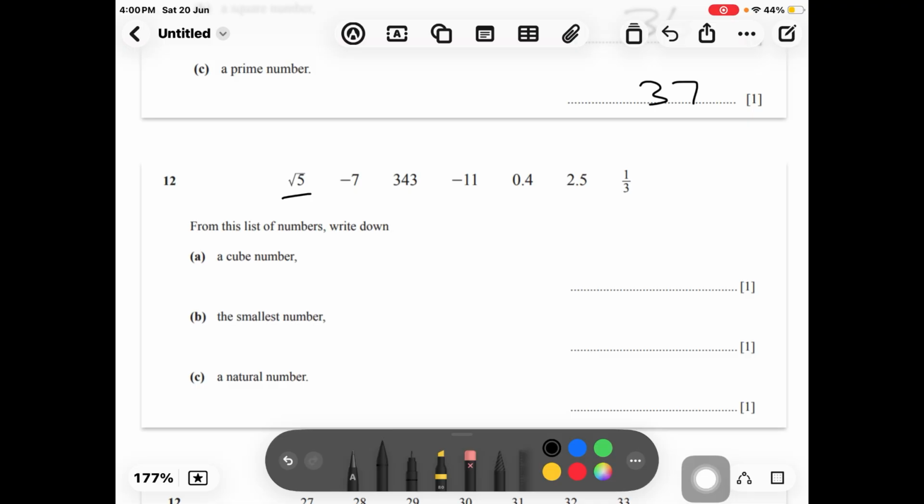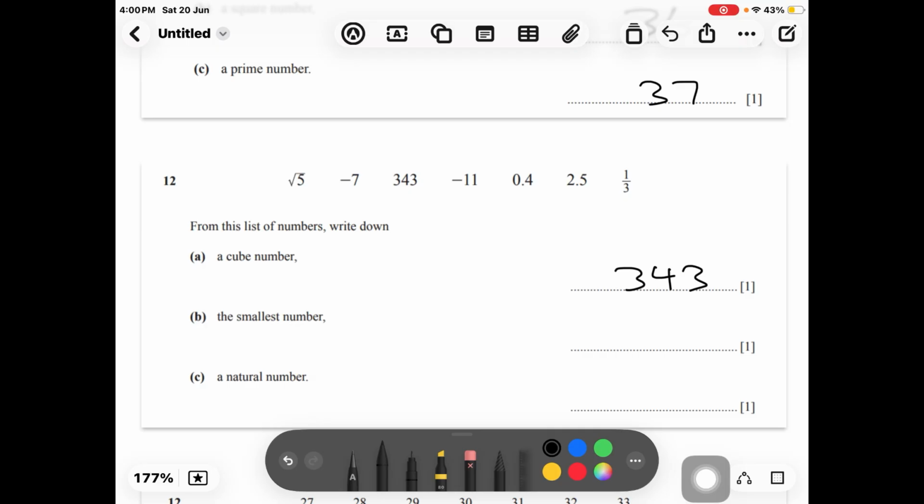So root 5, it's a root, so it's not a cube number. It's not a prime number either because it has a root. So it's an irrational number. Negative 7. Negative 7 is not a cube number. 343. 343 is 7 times 7 times 7, and it's a number multiplied by itself 3 times. So that means 343 is a cube number. So we write that there.